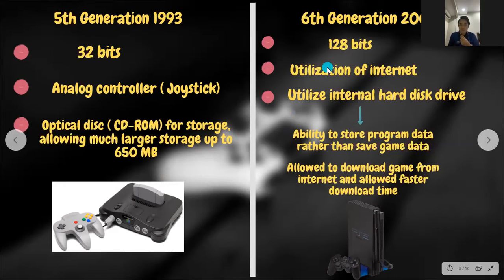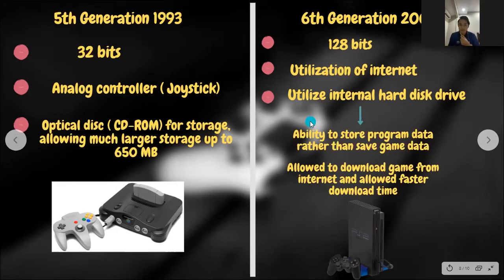Then we have the sixth generation, which was released in 2005. They also increased in terms of bits, which is 128 bits. They also have the capability to utilize the internet. So why is it important to utilize the internet in the gaming console? Because it allows the user to connect all around the world, so they can find their opponent, not only their partner. They also can make a tournament as they can fight people all around the world.